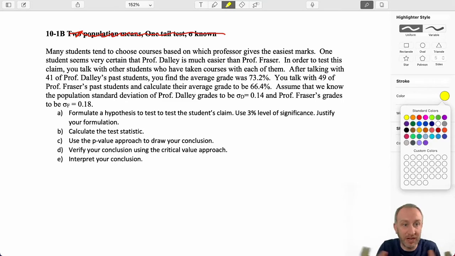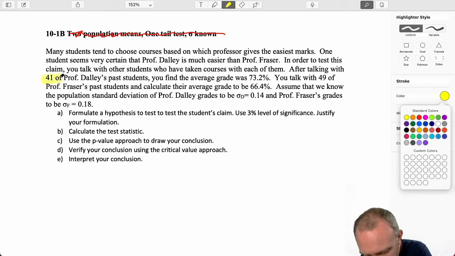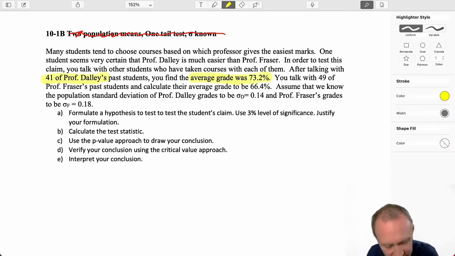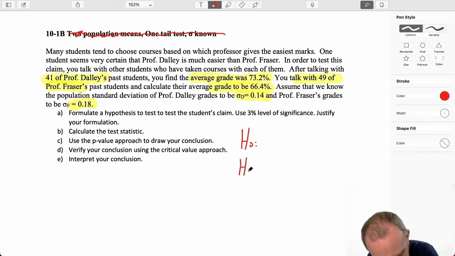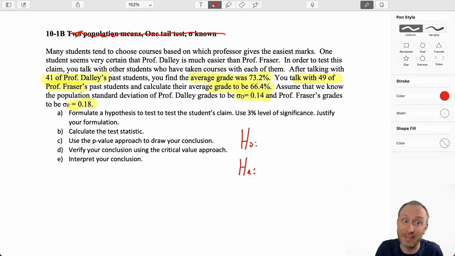Well, it's describing two samples, right? I've got 41 of Prof. Daly's with an average grade of 73.2. I have 49 of Prof. Fraser's with an average grade of 66.4. And I have two standard deviations. So it's describing to us two samples. That's how I know that when I formulate this test, I'm working with two populations. I also know I'm working with averages, not proportions or anything else, because it says average.